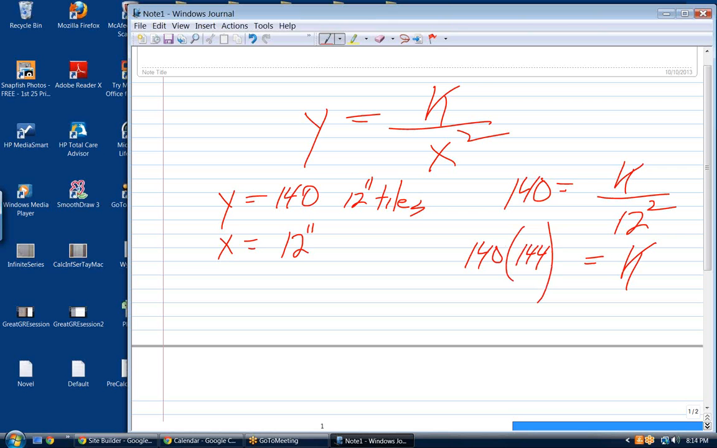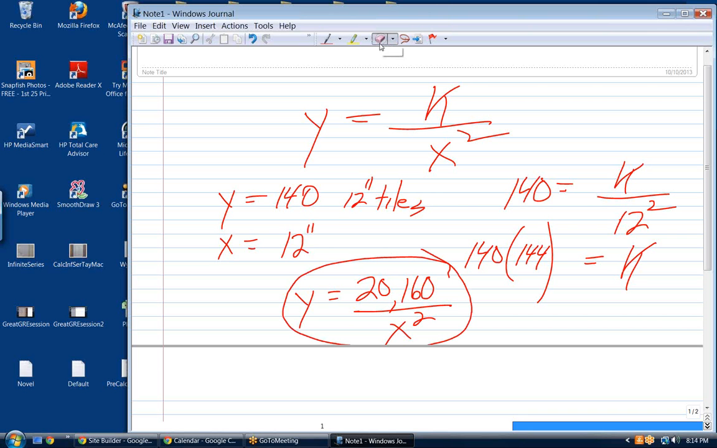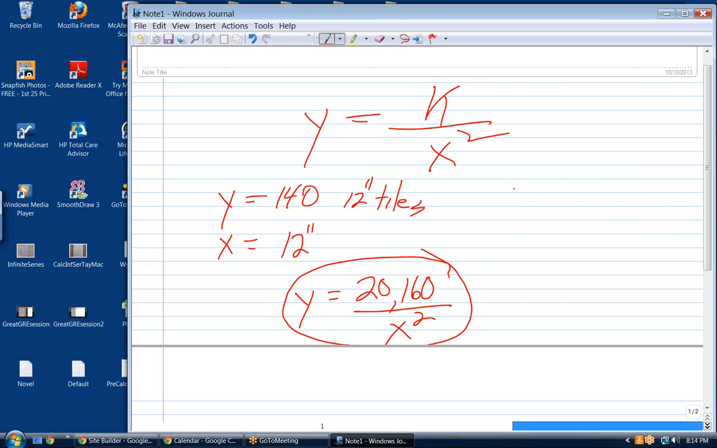Do you have a calculator? Yeah. 20,160. So that's k. And here is our specific formula. So now what's the question they're going to ask? So now it's, oh, 6-inch tiles. What is, yeah, how many 6-inch tiles are needed?